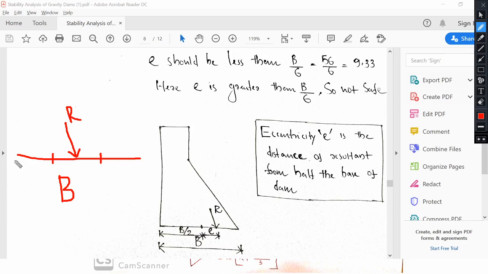If you take this B by 3 plus B by 3, it will be B by 6. That is the relevance of B by 6 here. So it is a very important point while the design of a gravity dam is considered. The resultant of all the forces should lie within the middle third of the base width of the gravity dam.